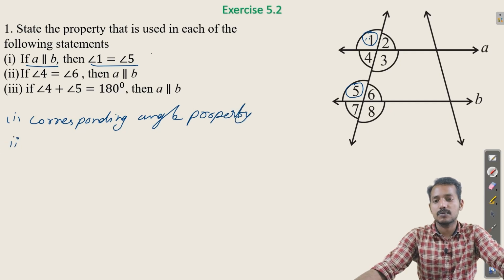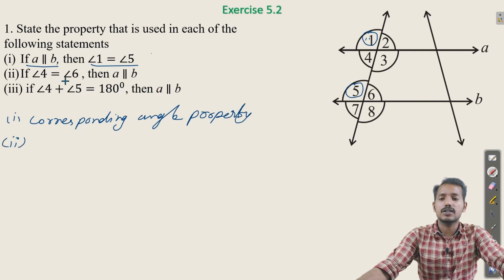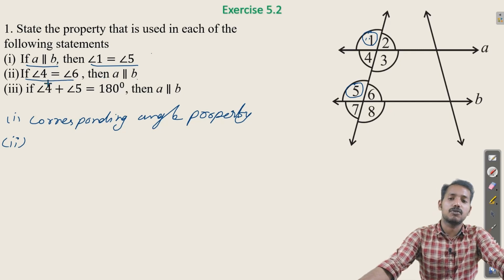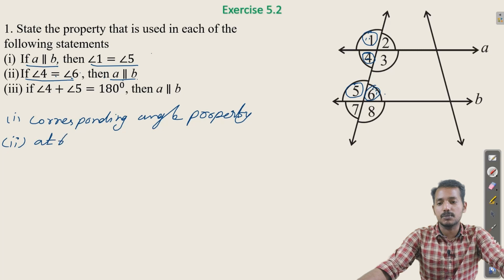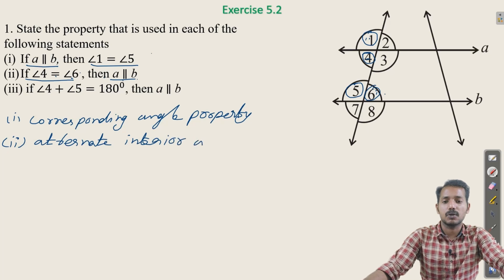Second one is, if angle 4 is equal to angle 6, then A is parallel to B. Here 4 and 6 are alternate interior angles. If the alternate interior angles are equal, then these two lines are parallel. So we are using here the alternate interior angle property.